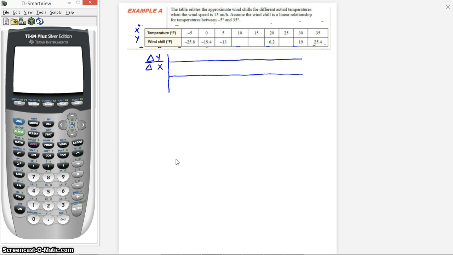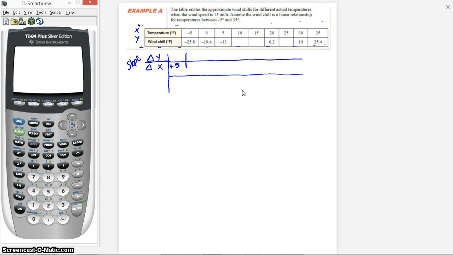So our X is the temperature and our Y is the wind chill. What we're going to want to do here is to find the slope given this table. So I've already put down here the change in Y over the change in X because that's how you find slope. Let's start with X because that's pretty simple. Our first X is -5. Our first temperature is -5. To get from -5 to 0, you are going up 5. So it's going to be +5.